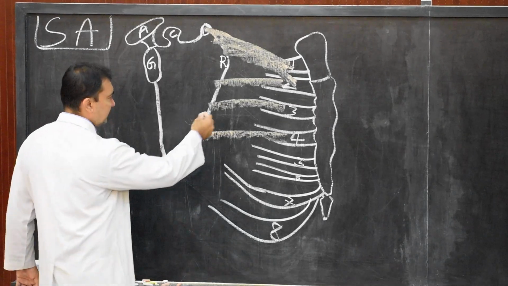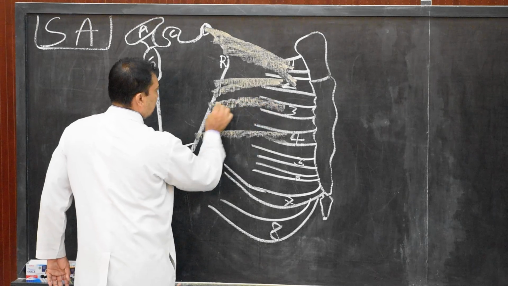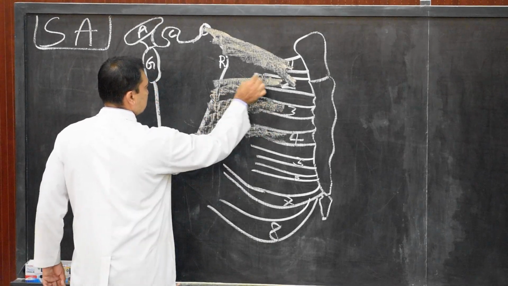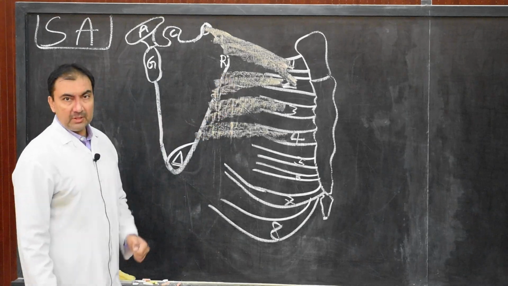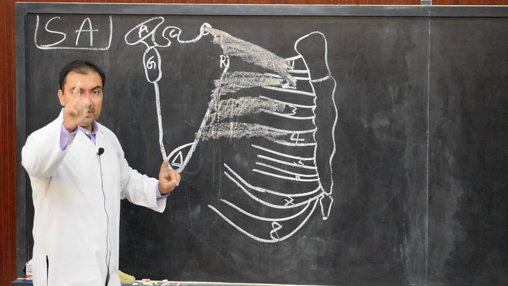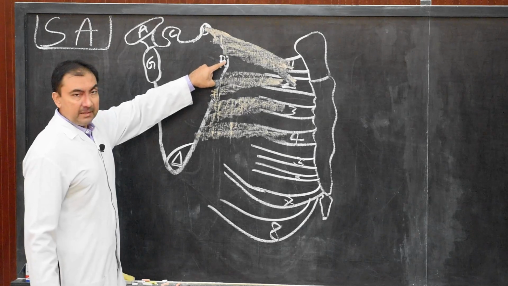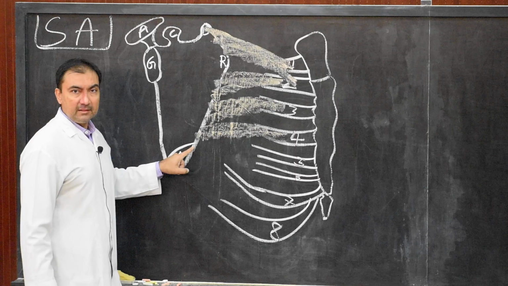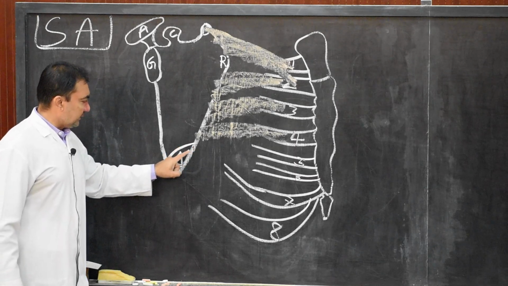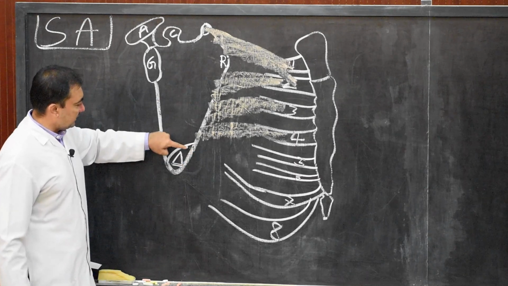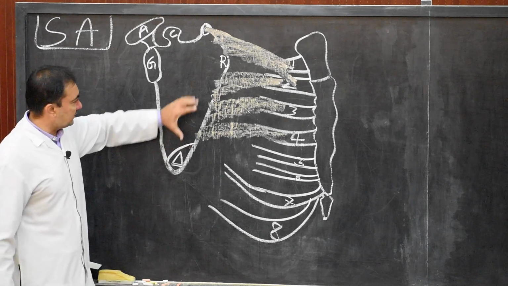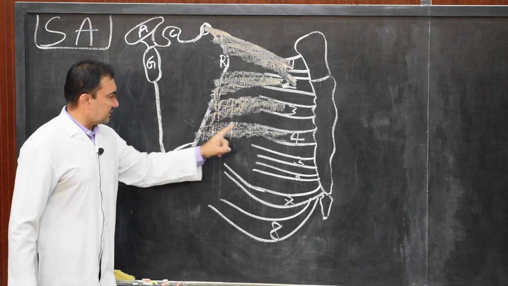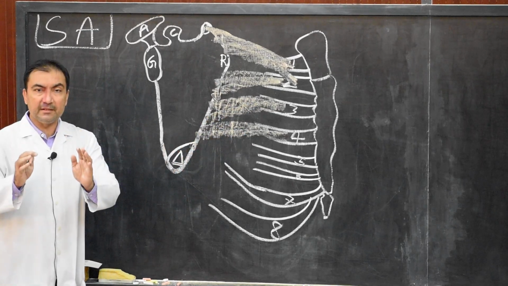Where are they inserted? See here, very simple. They are inserted along the medial border of the scapula, but between the root of the spine of scapula and the inferior angle, the triangular surface at the inferior angle. So between the root of the spine and the triangular surface at the inferior angle, along the medial border will be the insertion of second, third and fourth digitations of serratus anterior. Very simple.